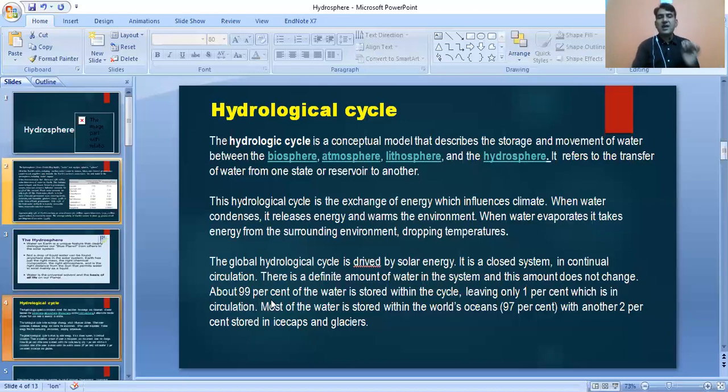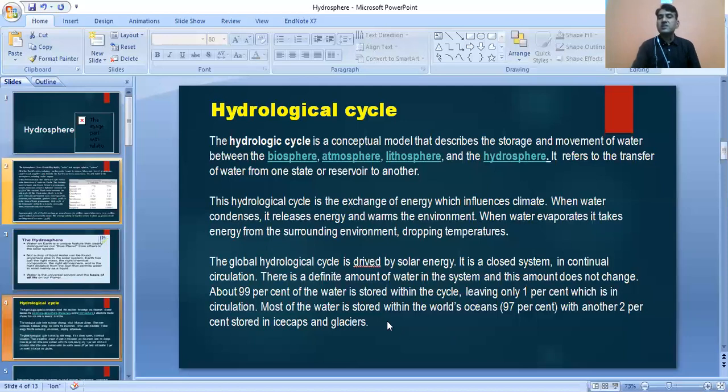About 99% of water is stored within this cycle, leaving only 1% which is in circulation. So 99% of water is stored, and only 1% of water has been circulating. The 99% stays the same, fixed. Only 1% of the water circulates, either here or there.